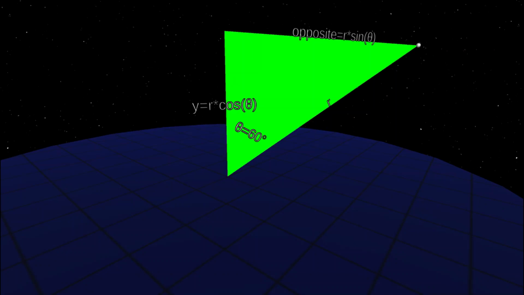Now we need the X and Z lengths. We have the angle, but we need the diagonal length. Sine of this angle is equal to the opposite over hypotenuse. Therefore, the opposite length is equal to radius times sine of the angle.